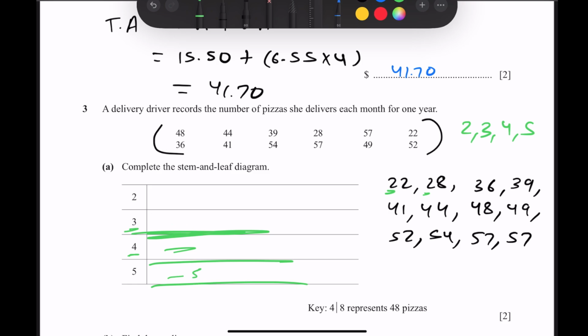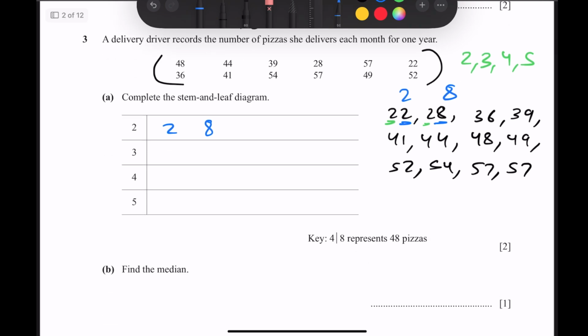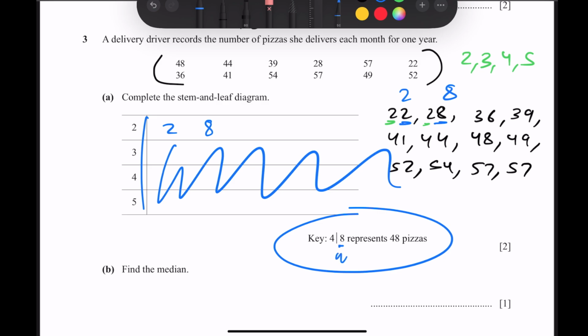So that clarification done, we now check the right hand digit of each of these numbers. For the first two numbers 22 and 28, the right hand digits are 2 and 8. So these go in the row here. As you can see in this key, the right hand side, when combined with the left hand side, not through addition but by combining the two digits to make one big number, is equal to the value itself.